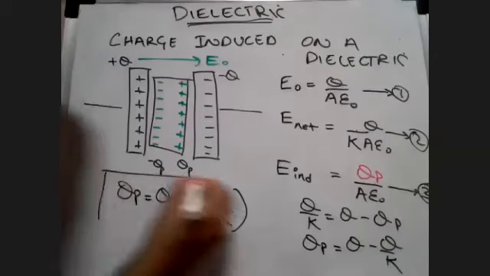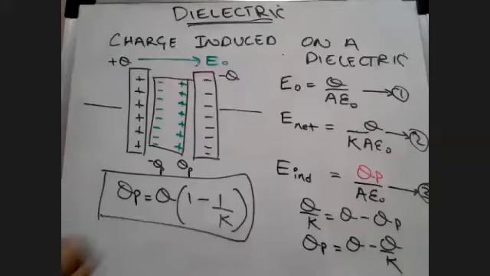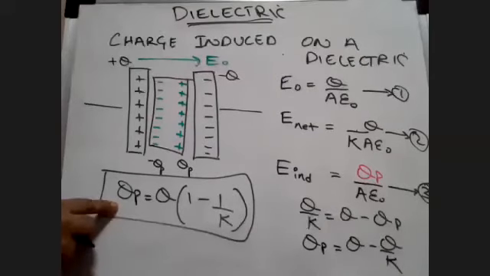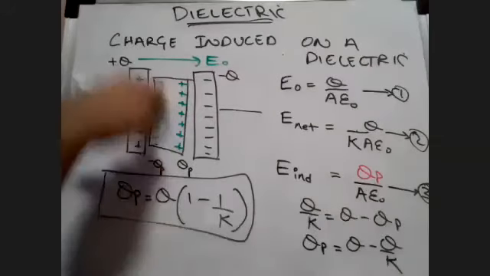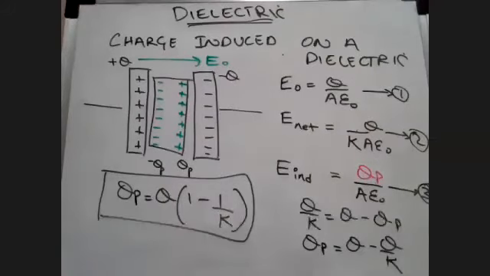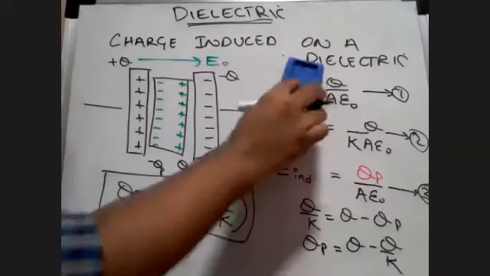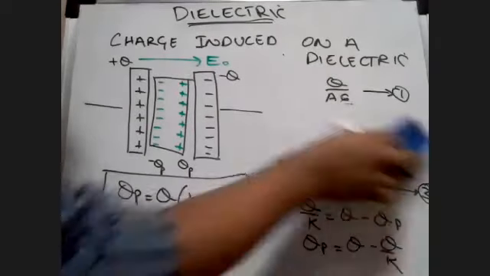This is the magnitude of the charge developed on the dielectric. This is going to be the magnitude of the charge which is developed on the dielectric. And I told you earlier that E net is going to be less than the external electric field.